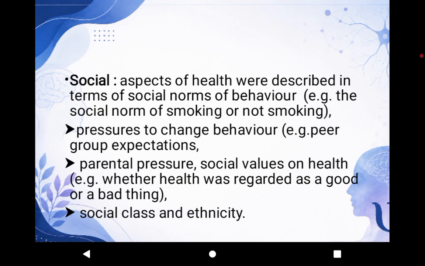Then the social aspect, you are dealing with the aspects of health, where they are described in terms of social norms of the behavior. So this could be how the person is able to handle or carry themselves socially, how they relate with other people, and what they do. We can look at the pressures to change behavior that is expected from peers or maybe the group where they are found, and also the parental pressure. So that is in relation to the social, the pressure, the social values on health that are imposed from parents. Okay, and this could also be the social class and also the ethnicity, to which tribe that particular person belongs.